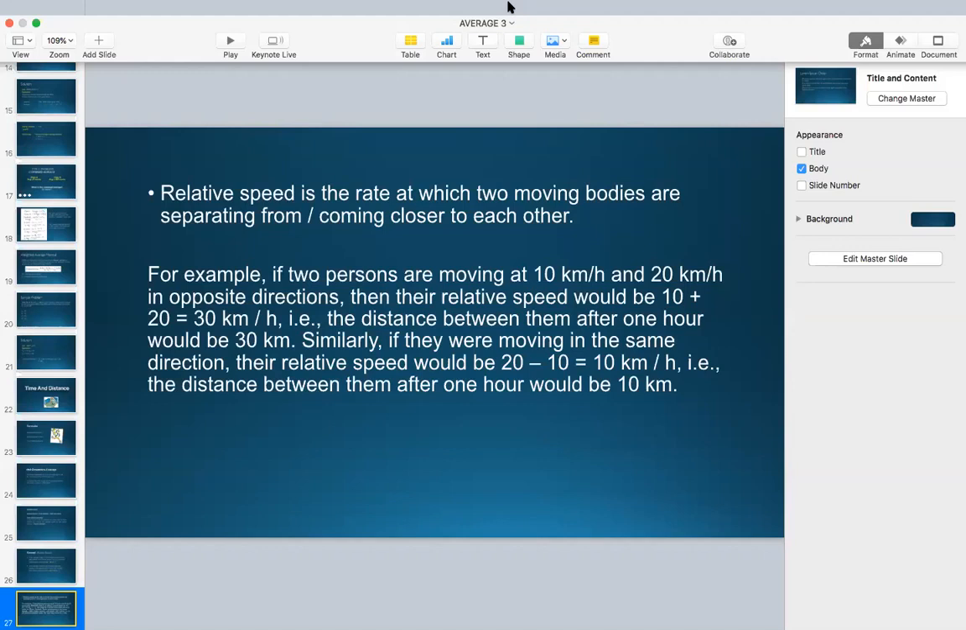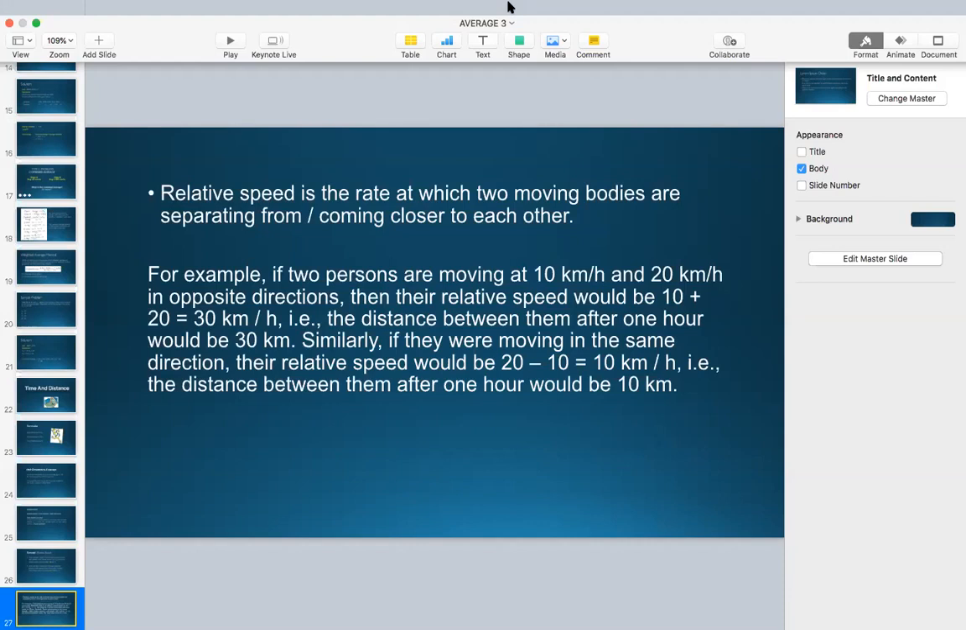And now, initially, there was no gap between you. You two were standing at the same point. But after 1 hour, the distance between you and your friend would be 30 kilometers, right? So this is what the concept of relative speed tells you, right? And just in case, imagine this was the scenario when you and your friend started moving in opposite direction.